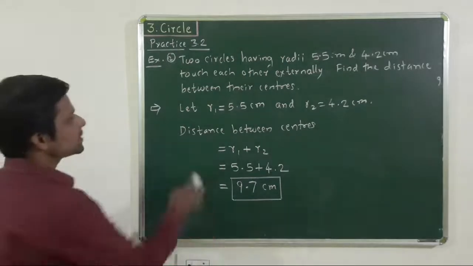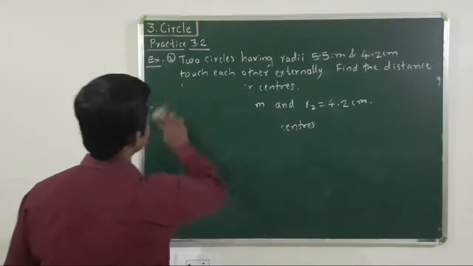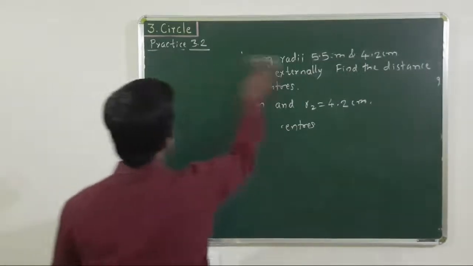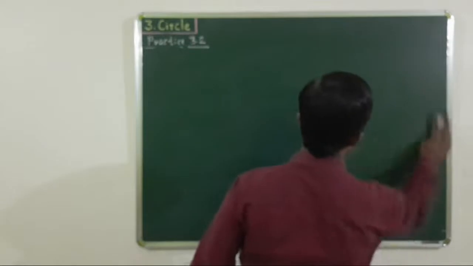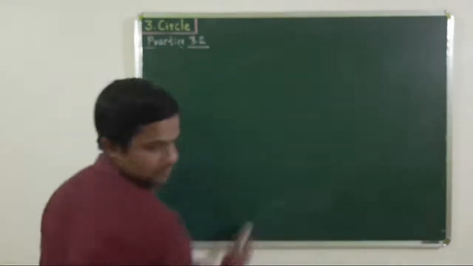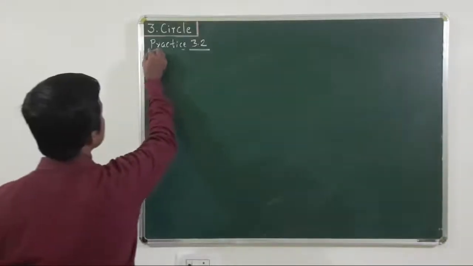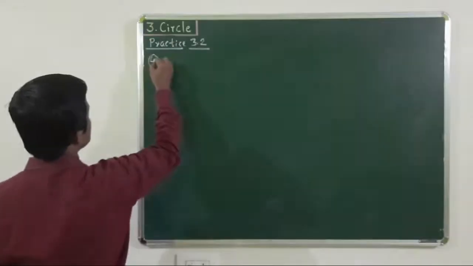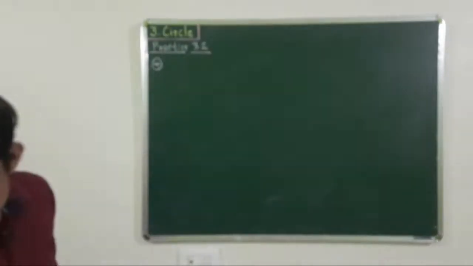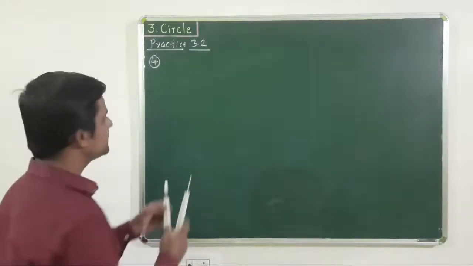Now we'll move towards example number 4. Example 4. Again there are two circles which are externally touching circles given with centers P and Q.